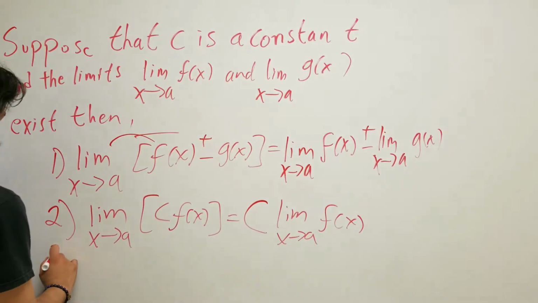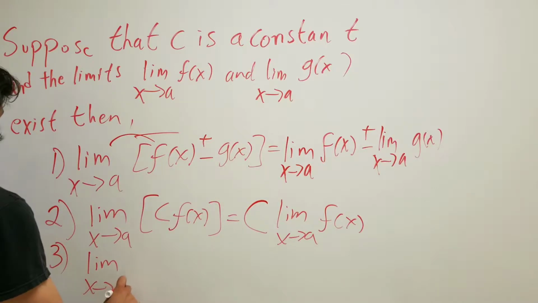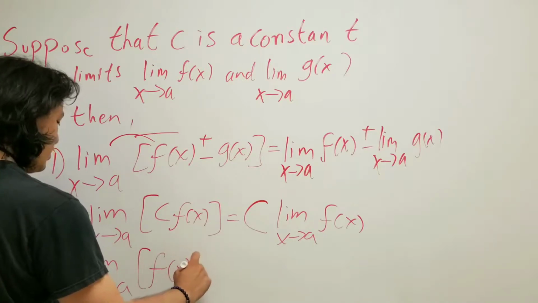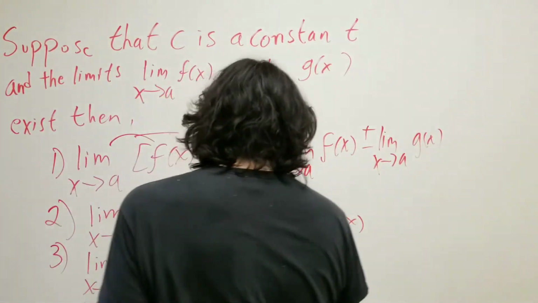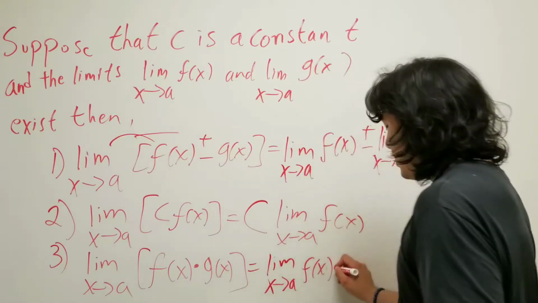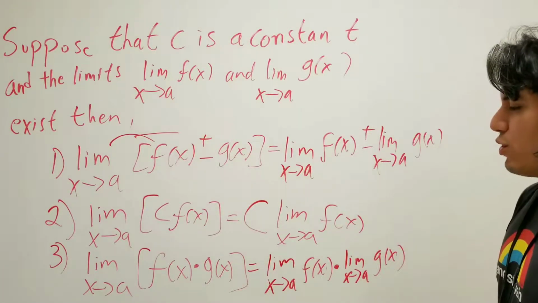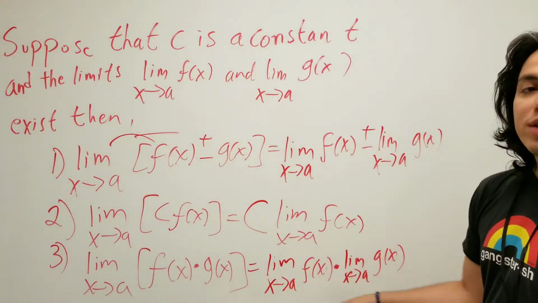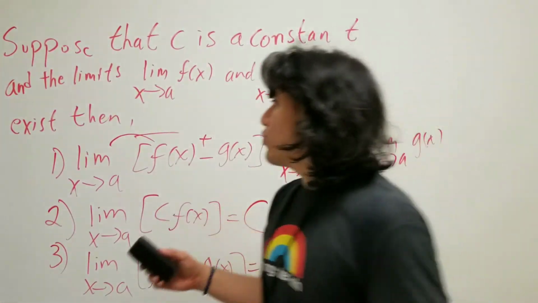Now, I think I have room for the third property, which is, we have more properties still. The limit as x approaches a, where we take two functions and multiply them, you're allowed to take the limit as x approaches a of f of x times the limit as x approaches a of g of x as well. So during multiplication, you're able to still squeeze in a limit between these two functions. By the way, we still have one more property to go through.